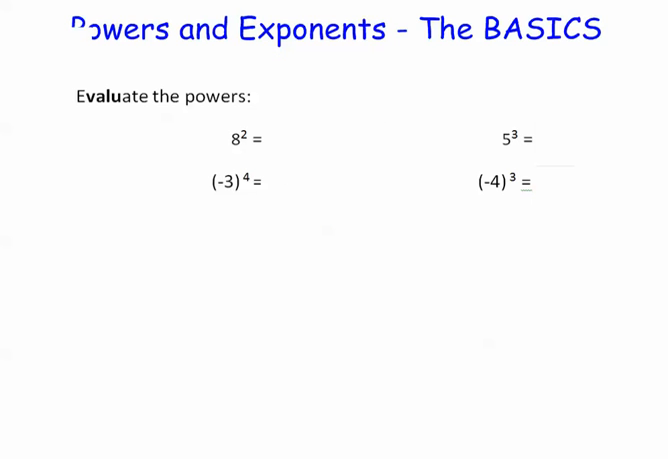Evaluate these powers. Find the value. Try them on your own before I click to show you the answer. There were 3 negatives, an odd amount of negatives, which gave you a negative answer. There were 4 negatives, an even amount of negatives, which gave you a positive answer.